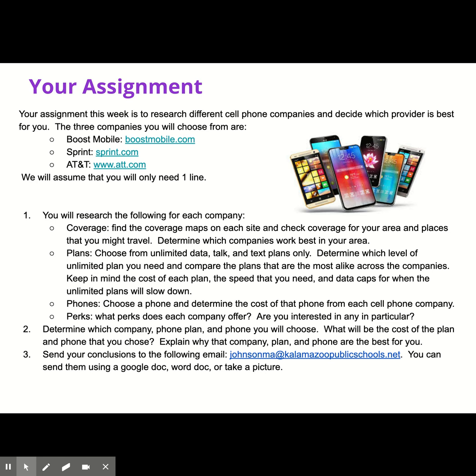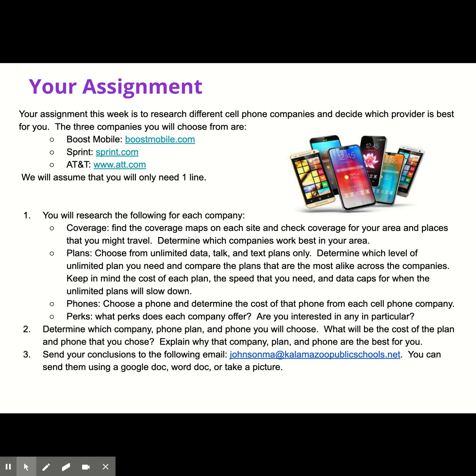Take a look at their coverage. Find the coverage maps on each site and check the coverage for your area and places that you might travel. Determine which companies work best in your area. You may need to go to the search bar on the website and type in coverage maps if you cannot find them in the menu options.